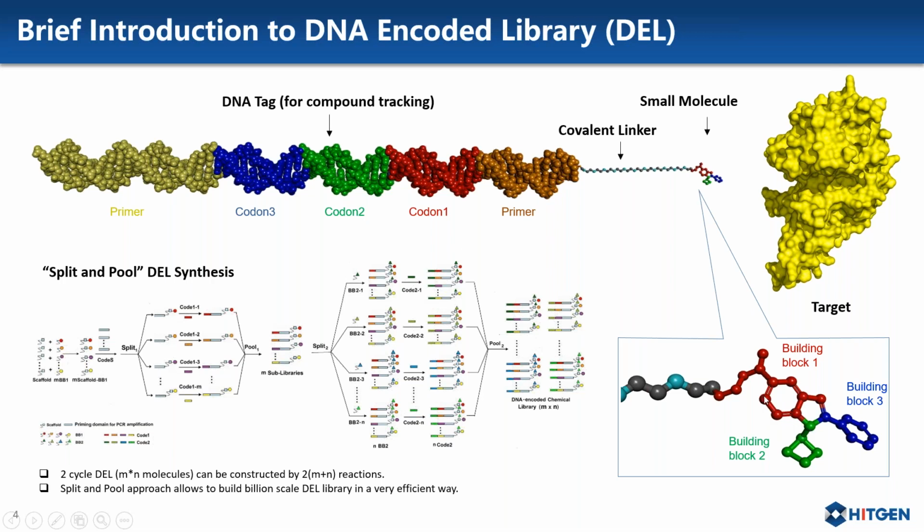When building block 1, shown in red, is chemically attached to the linker, the DNA codon is enzymatically ligated accordingly. The same approach applies to the assembly of building block 2 and building block 3, and DNA codon 2 and DNA codon 3. So the synthesis of DNA-encoded chemical library compounds on the one hand is to construct those small molecule structures. On the other hand, it is to build the relationship between DNA tags and small molecules.